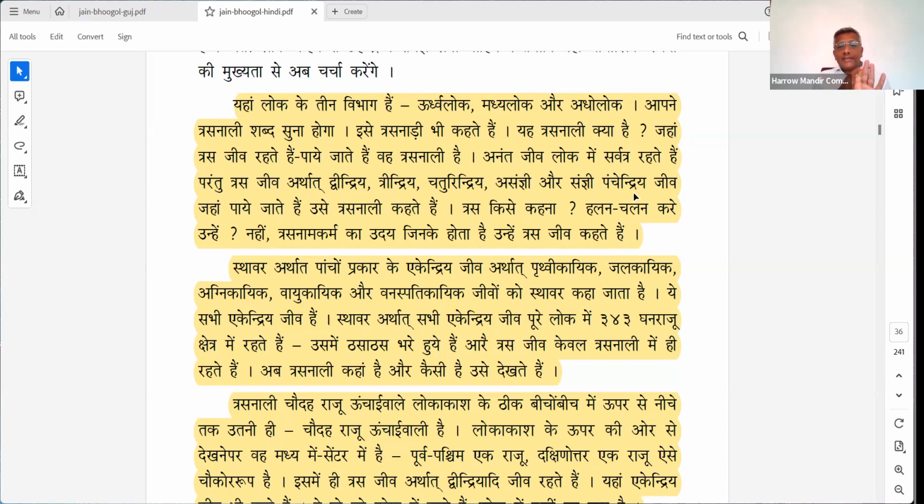And the five-sensed are divided into two categories. One is those with mind, they are called sangni panchendriya. And there are those without mind, they are called asangni panchendriya.